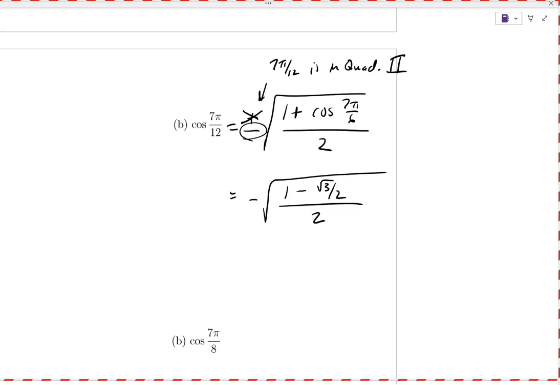Again, the trickiest part of using these half angle formulas is determining, do you want the positive or do you want the negative? That's kind of the trickiest part. The rest of it is just a matter of the formula. Again, the reason why we call it half angle formula is because the inside of this is half of the inside of that.